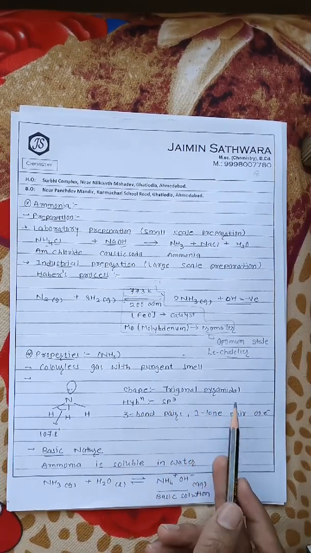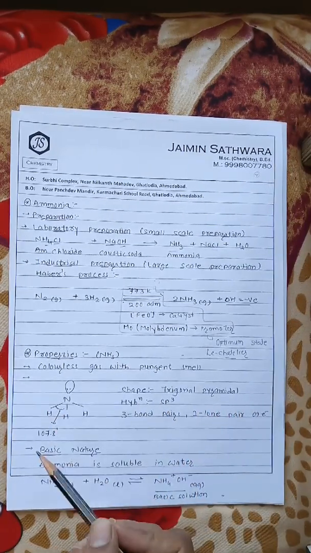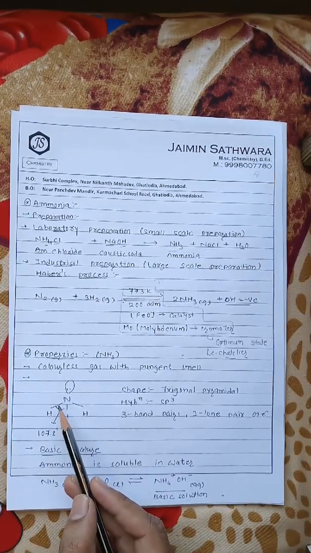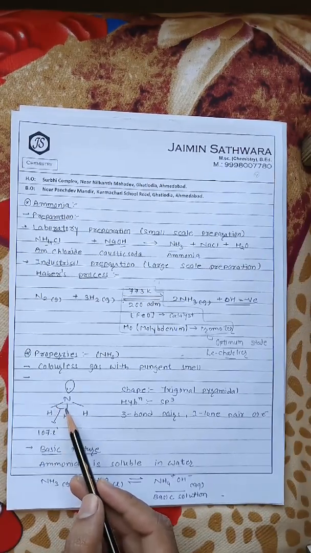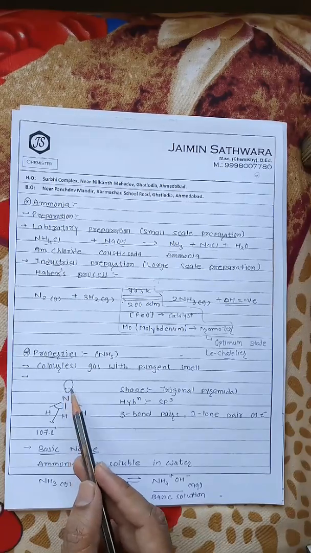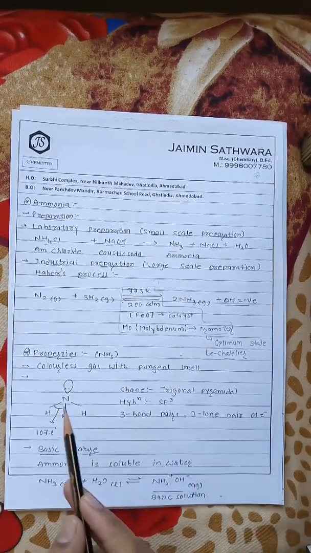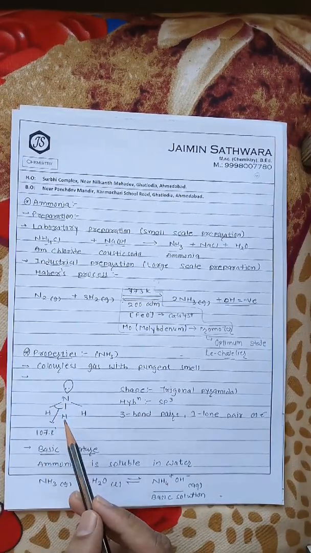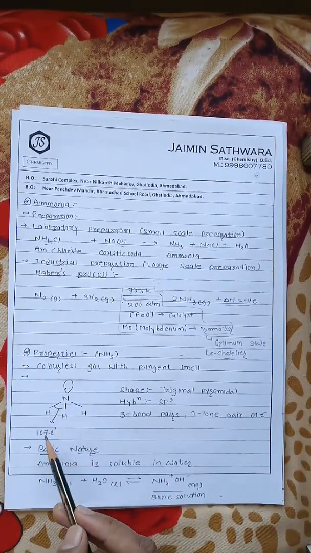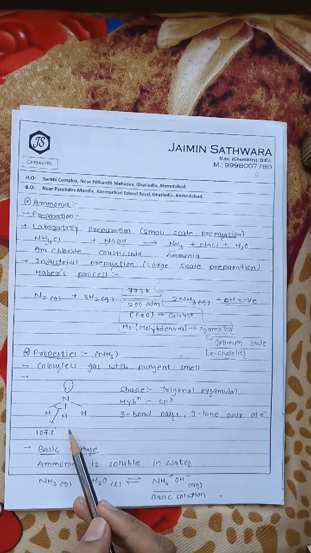So it has a trigonal pyramidal shape. Three bond pairs are present: 1, 2, 3, and one lone pair of electrons is also present. In the structure of ammonia, the bond angle is 107.8 degrees.